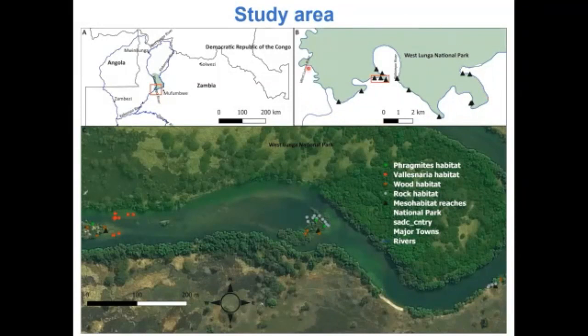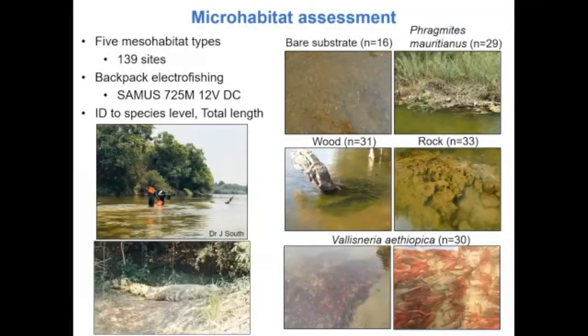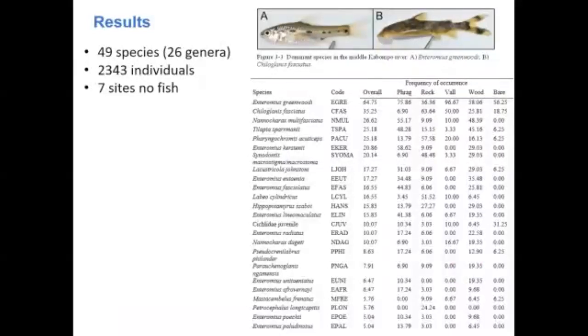As I previously mentioned, the study took place near the West Lunga National Park at its southwestern end, where I sampled 14 reaches, and within each reach I sampled small meso habitats. So I sampled five main meso habitat types, these being bare substrate, marginal phragmites, woody structure, rocky riffles, and vallisneria patches using backpack electrofishing. And we had some sampling limitations due to the presence of crocodiles.